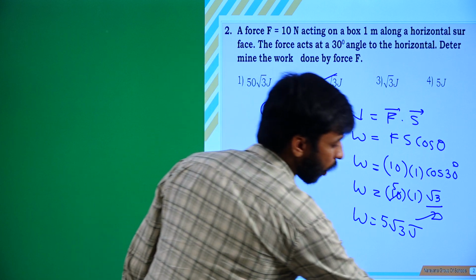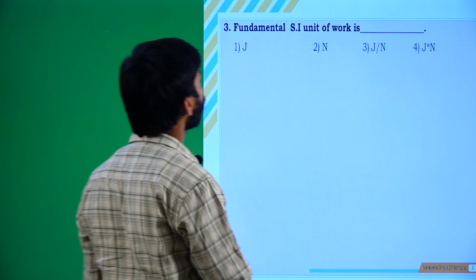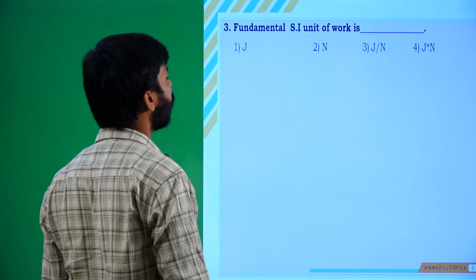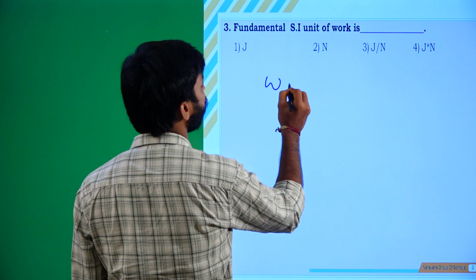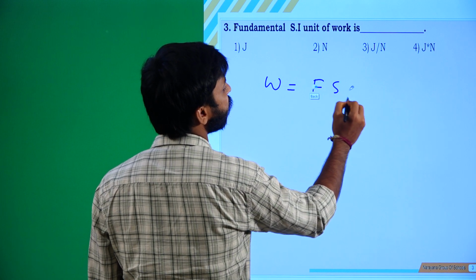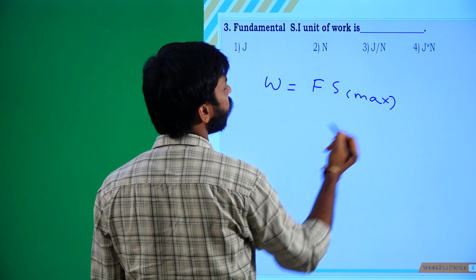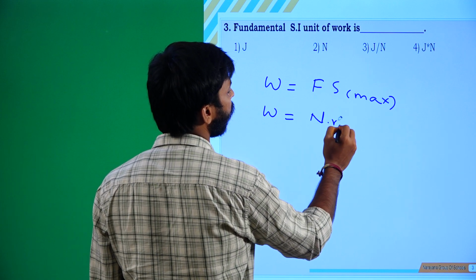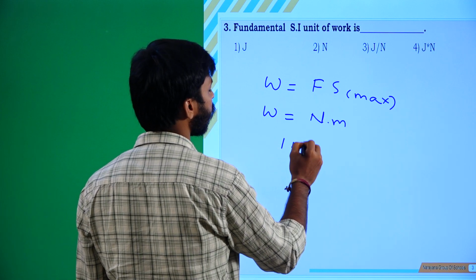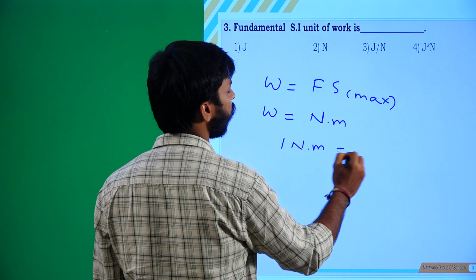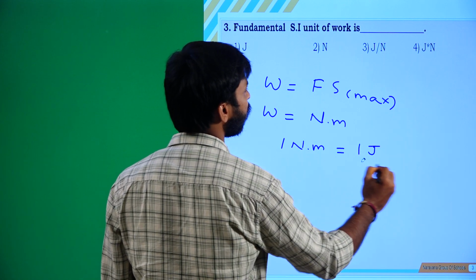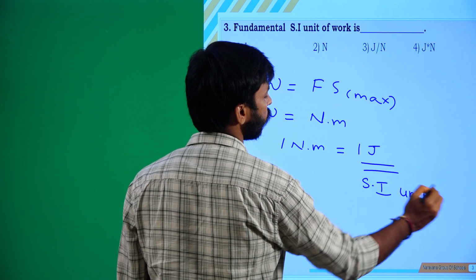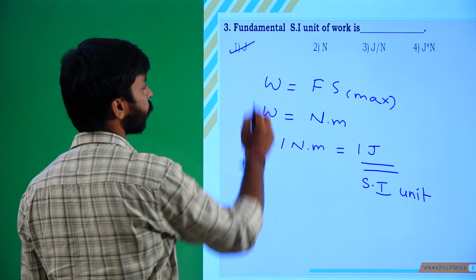Next, the third question: the fundamental SI unit of work. Already we know that W is equal to F S. So W is equal to newton into meter. So 1 newton meter is equal to 1 joule. So this is the fundamental SI unit of work done. This is the first option.